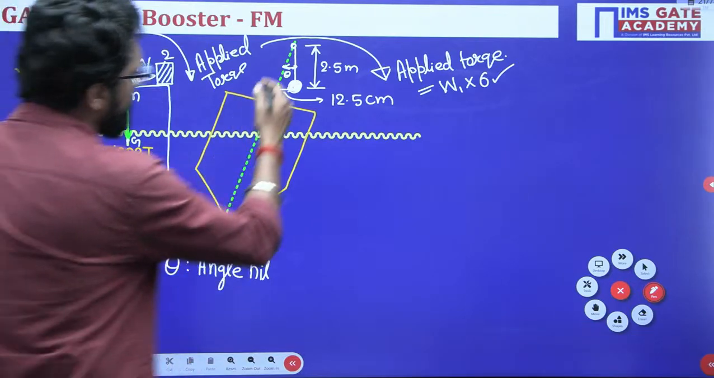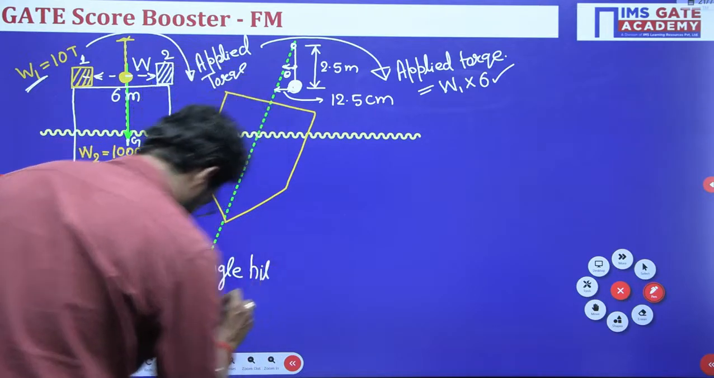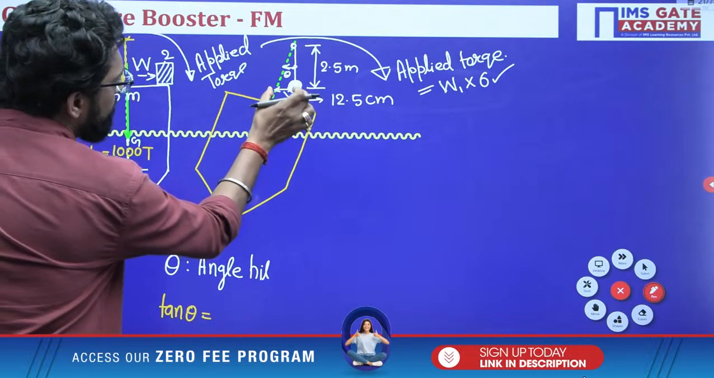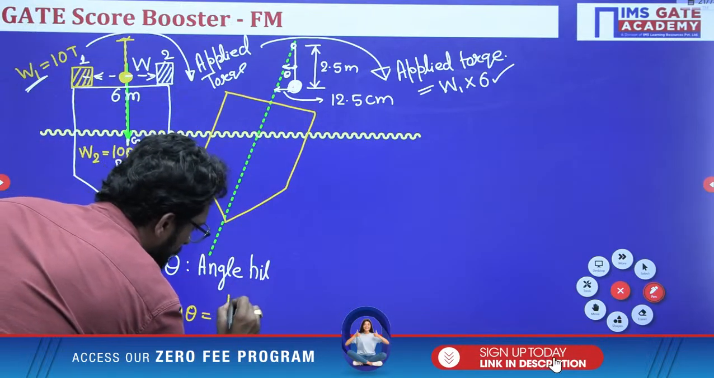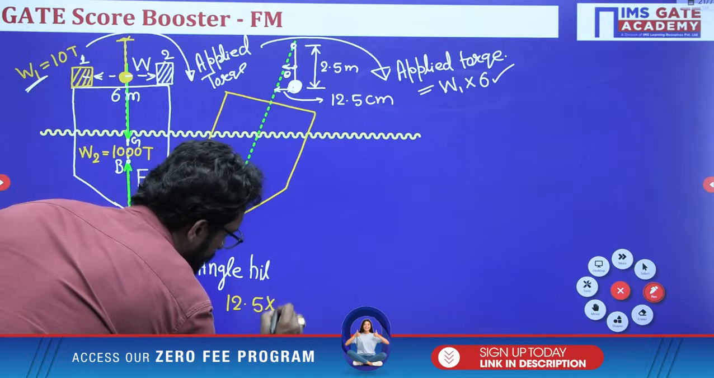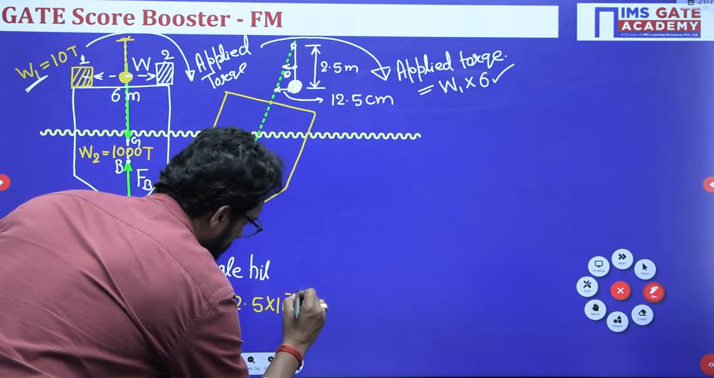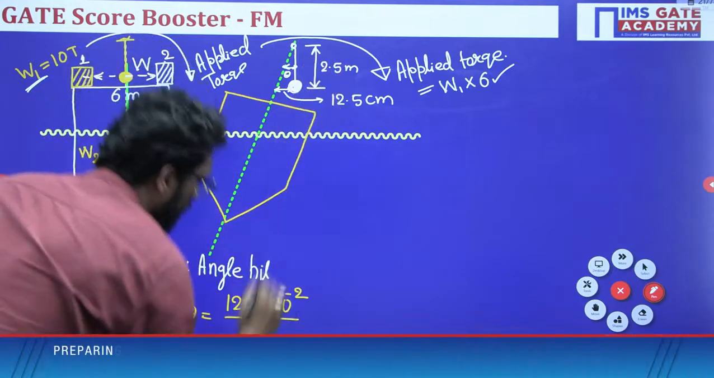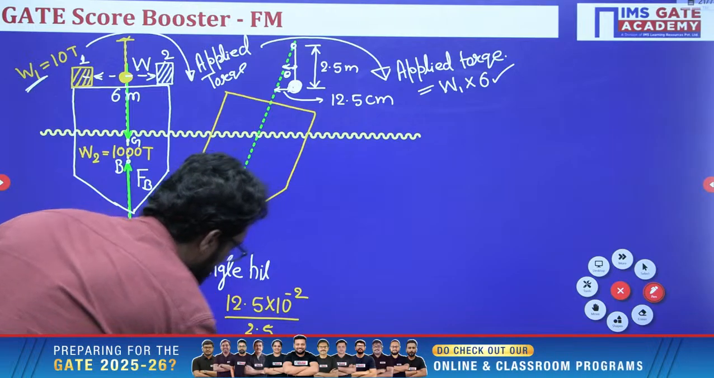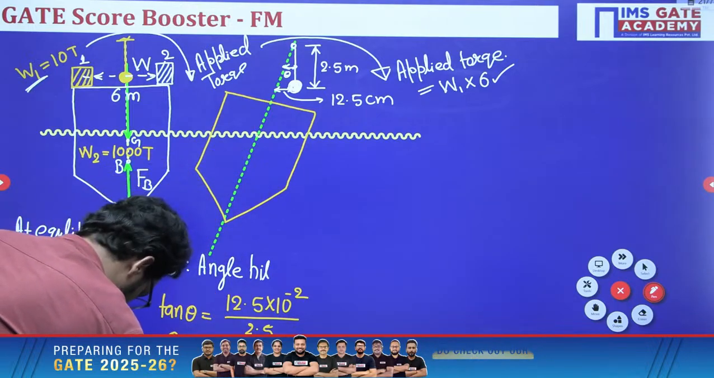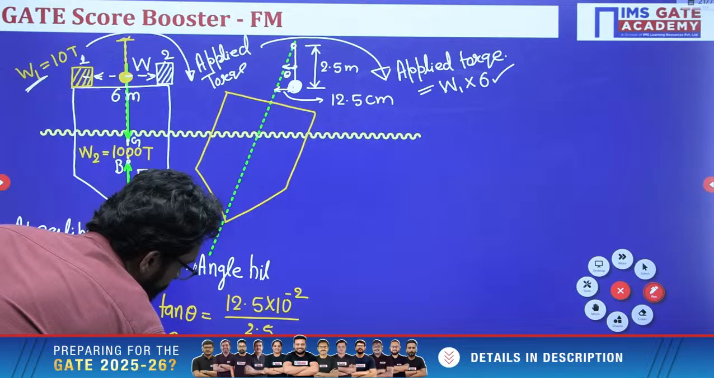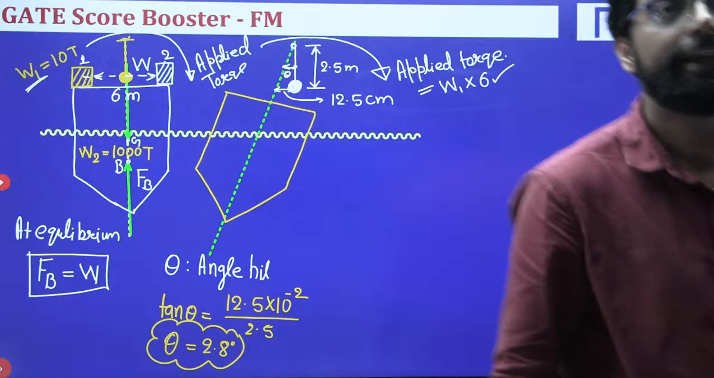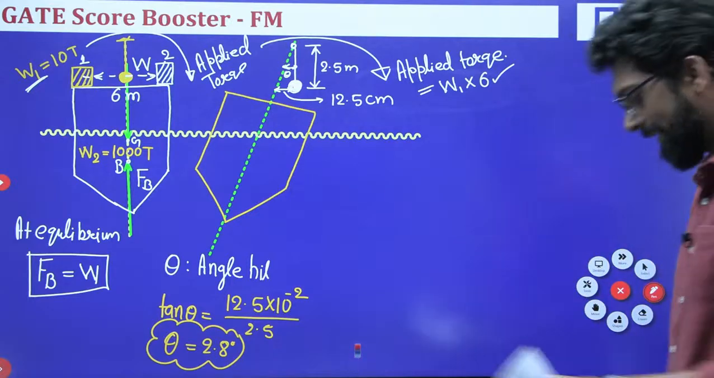Now here we can easily find the angle of heel, theta. So tan theta is equal to this height over this height, that means 12.5 centimeter into 10 to the power minus 2 divided by 2.5. If we calculate the theta value, it is 2.8 degree. 2.8 degree is the angle of heel.